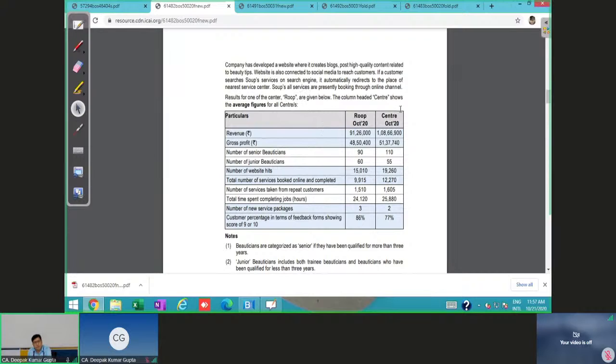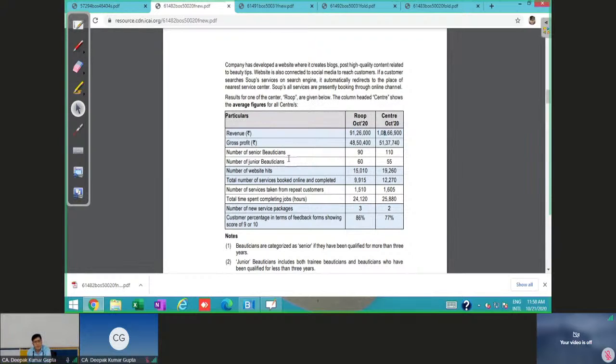In this question, you are given average figures of all centers: average revenue, average gross profit, average number of senior beauticians, average number of junior beauticians, number of website hits, total number of services booked online and completed, number of services taken from repeat customers, the total time spent completing jobs, number of new packages, and customer percentage in terms of feedback forms showing a score of 9 or 10.